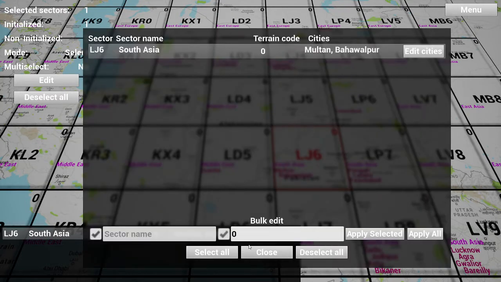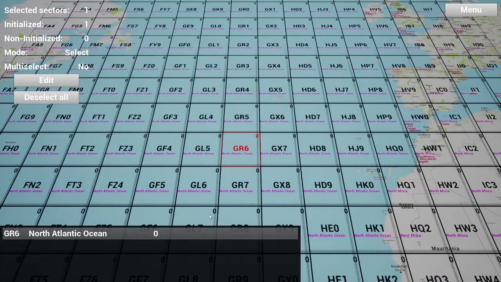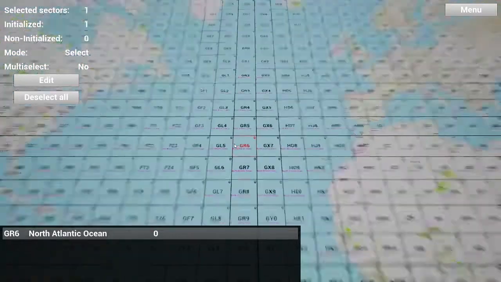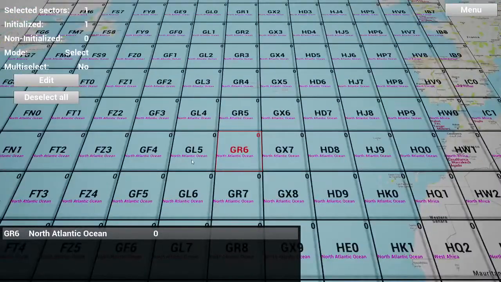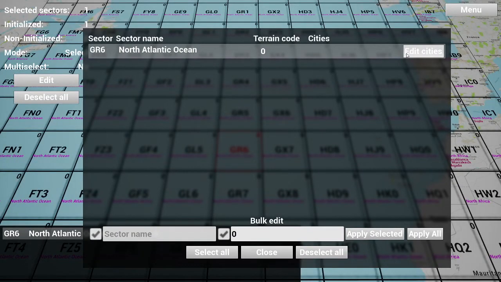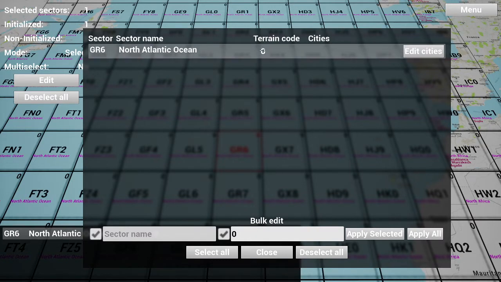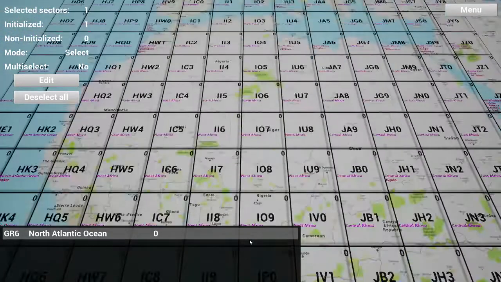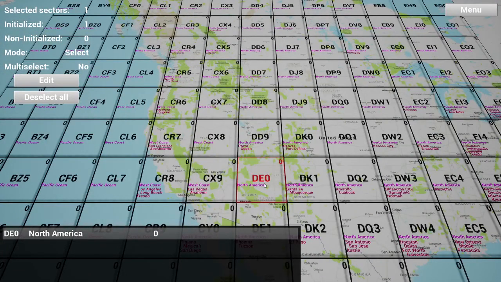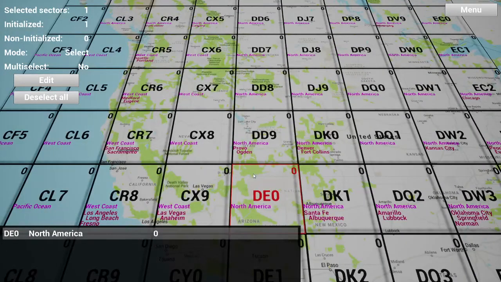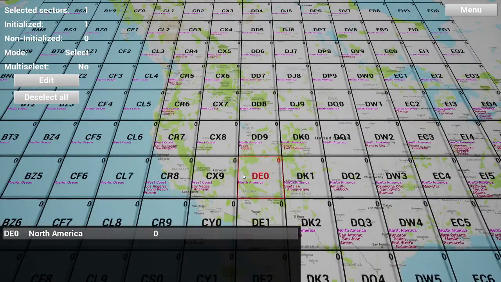So let's look at something else. You see this North Atlantic Ocean right here, right? If we go inside that, we will see a terrain code. This terrain code tells us what type of terrain is at that location. For example, if you were to pick the Western United States, this is going to be a desert area. Even though I see it has some forest there, it's going to be a desert area.